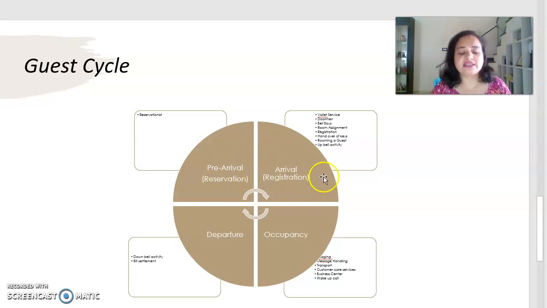The second stage is the actual arrival stage of the guest. So whenever the guest comes to the hotel, the guest first comes in contact with the drivers of the hotel. If they are coming with their private vehicle, or if they are coming by flight, then the hotel's vehicle goes for the pickup and all. So at that time they come in contact with the drivers, which is actually called the valet service. Then the doorman comes in contact with the guest, and then the bell boys. Here the actual process starts.